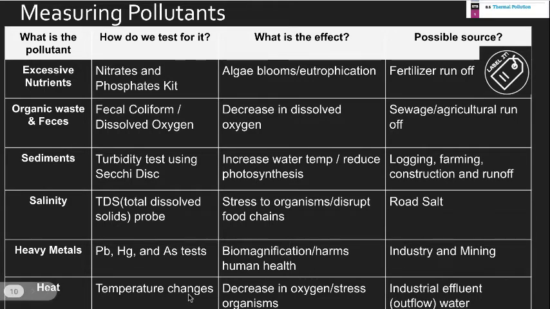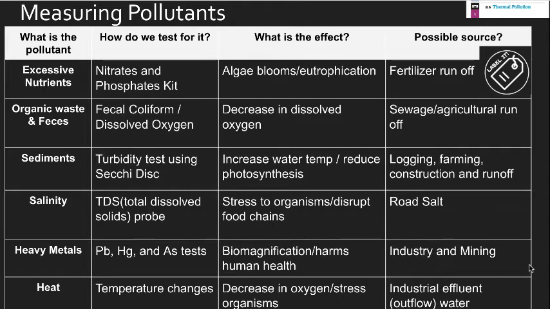And then heat is thermal pollution, all right? So we can talk about thermal pollution, temperature changes that can affect oxygen levels. Warmer water tends to have lower dissolved oxygen than cooler water. Same with still water has lower dissolved oxygen than moving water. This can cause stress to organisms as temperature increases.